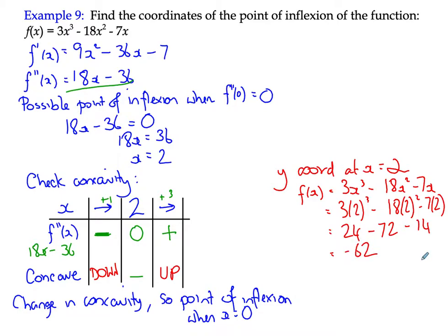So our y-coordinate is negative 62, so we can say in the end that our point of inflection is at the point 2, negative 62. And I just realised, of course, that that's a lot of rubbish. The point of inflection is when x equals 2. I was so busy thinking about Example 8, when everything was 0. So it's important: the point of inflection is when x equals 2, the y-coordinate when x equals 2 is negative 62, and our point of inflection is 2, negative 62.